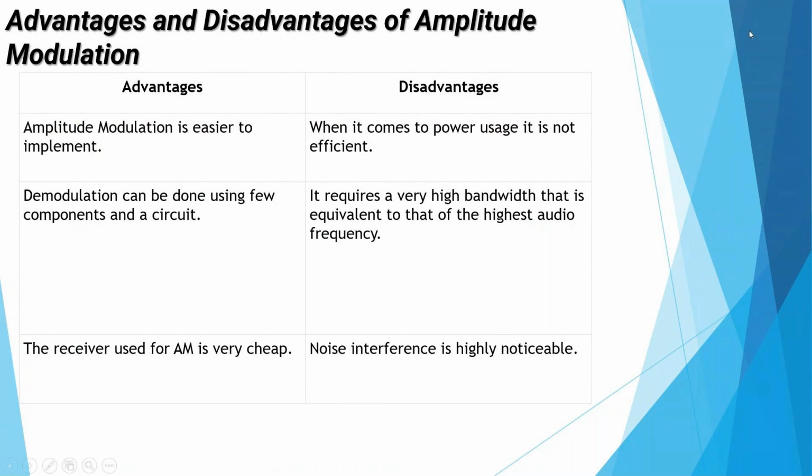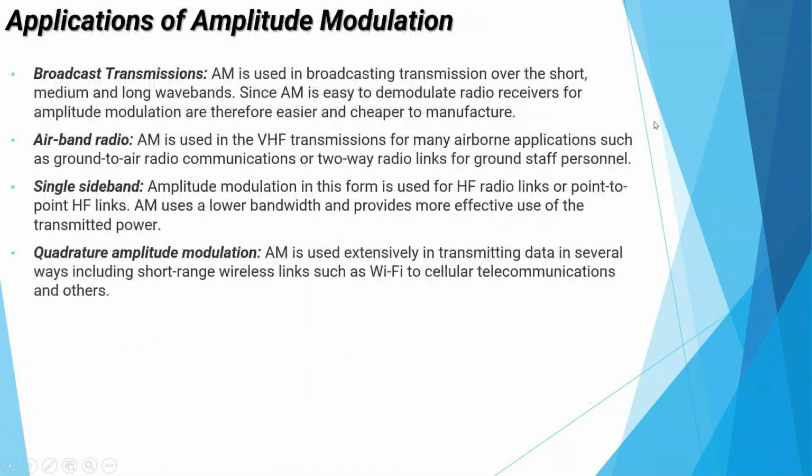That's your next slide. Okay, these are your applications, which are very important in any signal processing cases. First application is broadcast and transmissions. AM is used for broadcasting transmissions over the short, medium, and long wave bands, and since AM is easily demodulated, radio receivers for amplitude modulation are therefore cheap to manufacture. This is an AM band radio example.